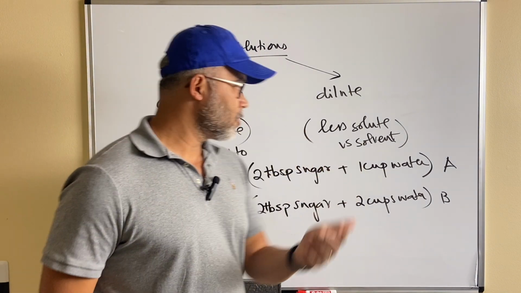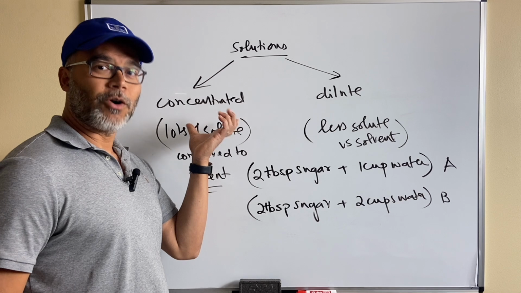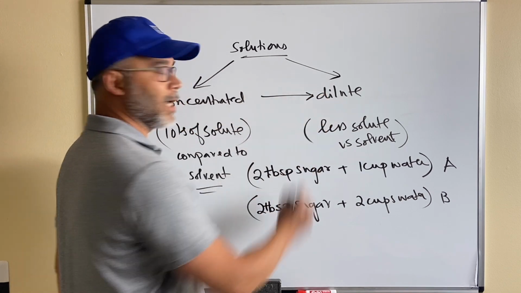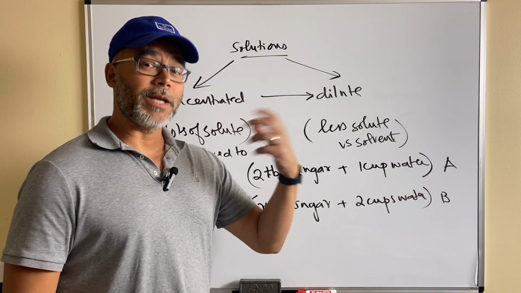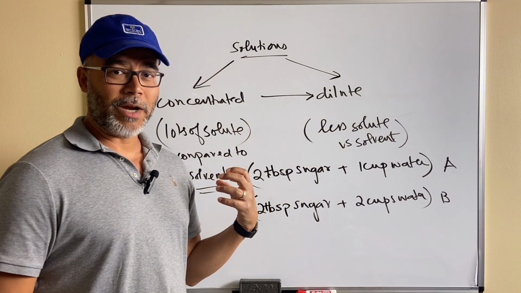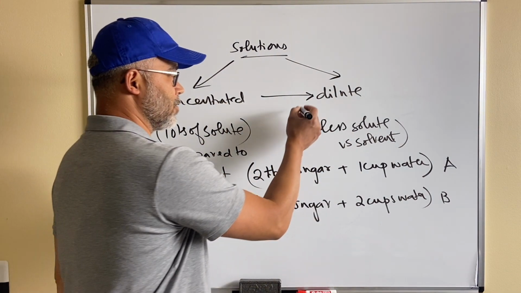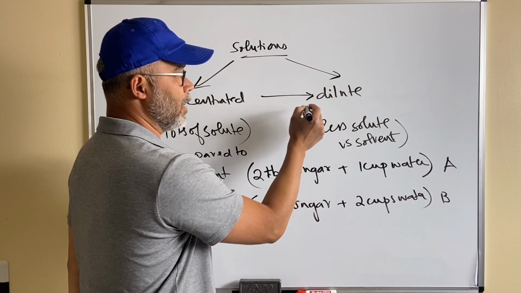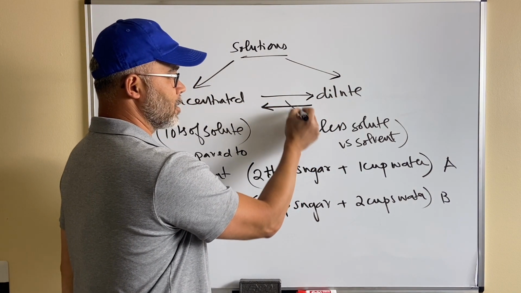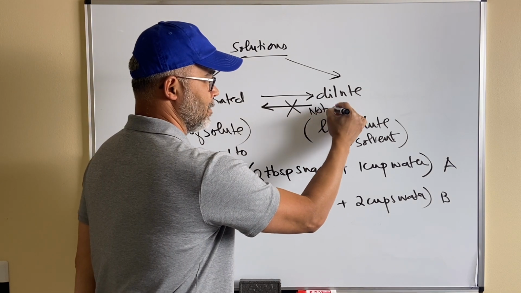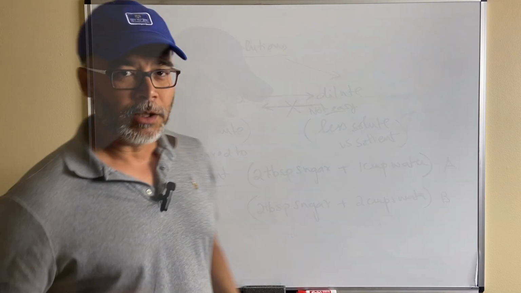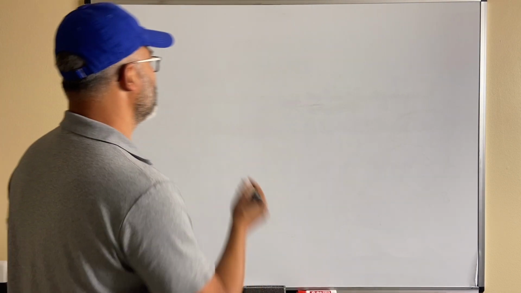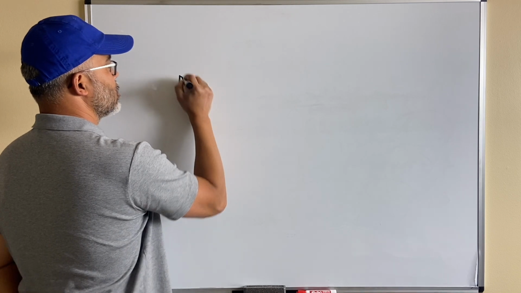So one of the key things to remember is you can always take a concentrated solution and make it more dilute by simply adding more solvent to it. However, you cannot take something dilute and make it more concentrated easily. It's easy to go from concentrated to dilute, but if you try to go from dilute to concentrated, that is not easy. You can do it, but it's not easy. One of the important ways of measuring the concentration of a solution is using something called molarity.